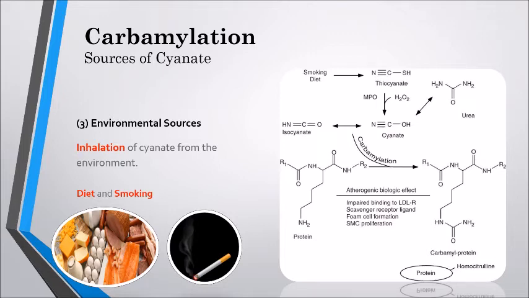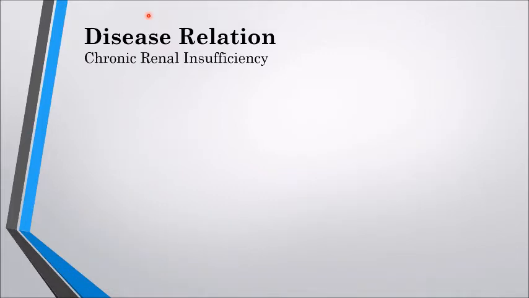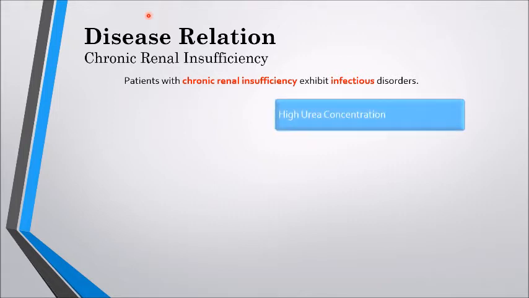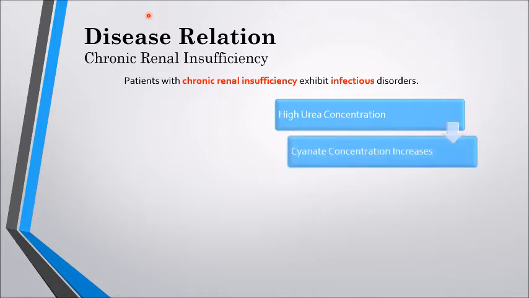Next, we shall see how carbamylation is related to some diseases experienced by humans. Patients with chronic renal insufficiency are known to exhibit repeated infection disorders in the renal cells. Research has shown that this is due to carbamylation of type 1 collagen. Since these patients have renal dysfunction, they experience high concentrations of urea. Therefore, cyanide concentration increases, resulting in carbamylation of collagen.